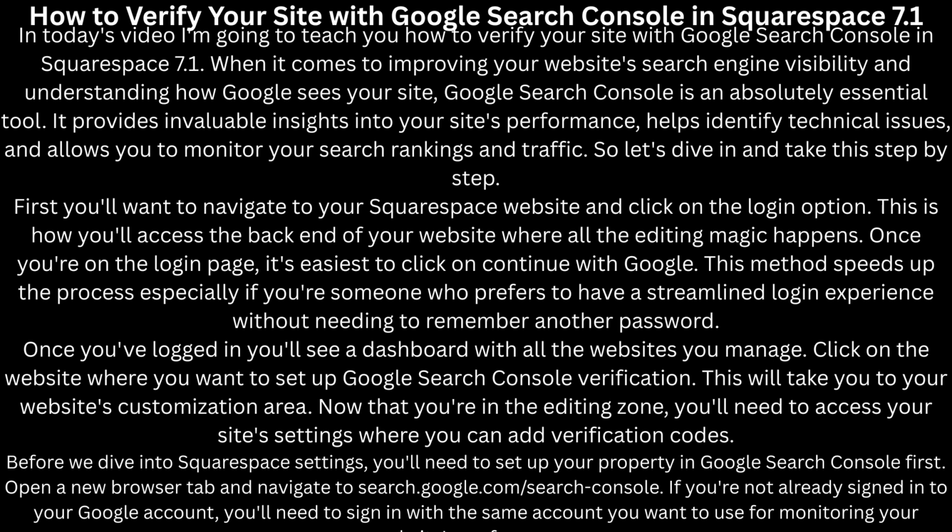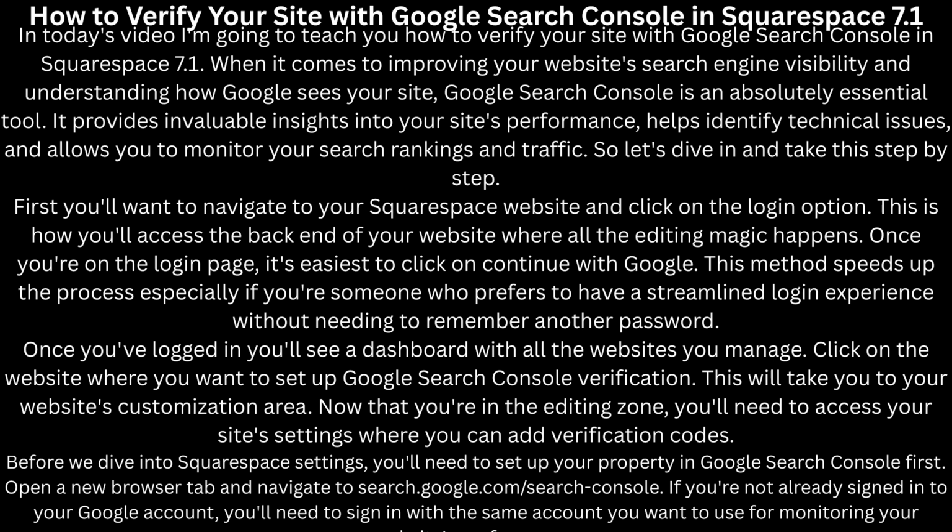Now that you're in the editing zone, you'll need to access your site settings where you can add verification codes. Before we dive into Squarespace settings, you'll need to set up your property in Google Search Console first. Open a new browser tab and navigate to search.google.com/search-console. If you're not already signed into your Google account, you'll need to sign in with the same account you want to use for monitoring your website's performance.